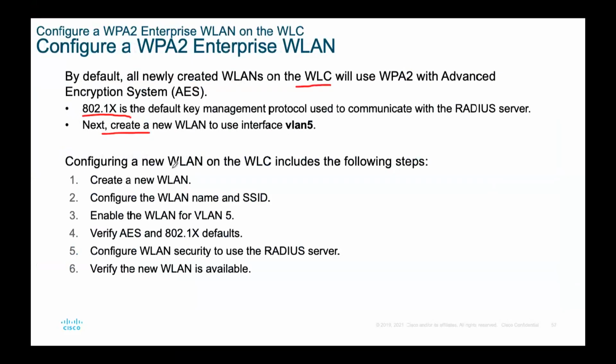Configure the wireless LAN on the wireless LAN controller. Include the following steps. First, create the wireless LAN. Second, create the wireless LAN name and SSID. Next, enable the wireless LAN for VLAN 5. And then verify AES security and 802.1x defaults. And next, configure wireless LAN security to use the Radius server. Finally, verify the new wireless LAN is available.